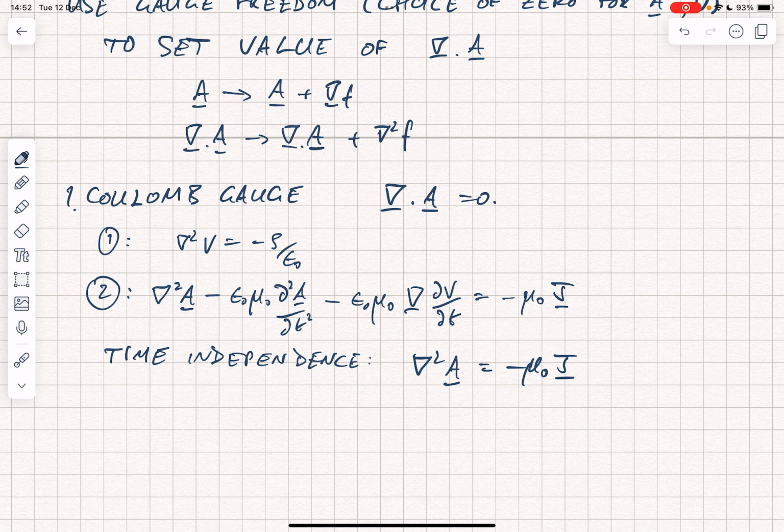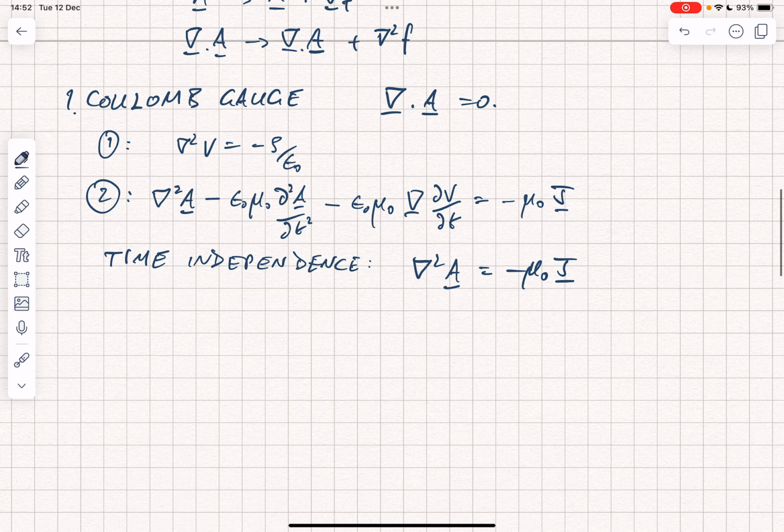It's typically used in static problems. It makes those equations simpler, but it's not something we're going to use in the general case. In the general case, we're going to use what's known as the Lorentz gauge. And please notice that Lorenz is different to Lorentz. There's a difference of a T and also a nationality.